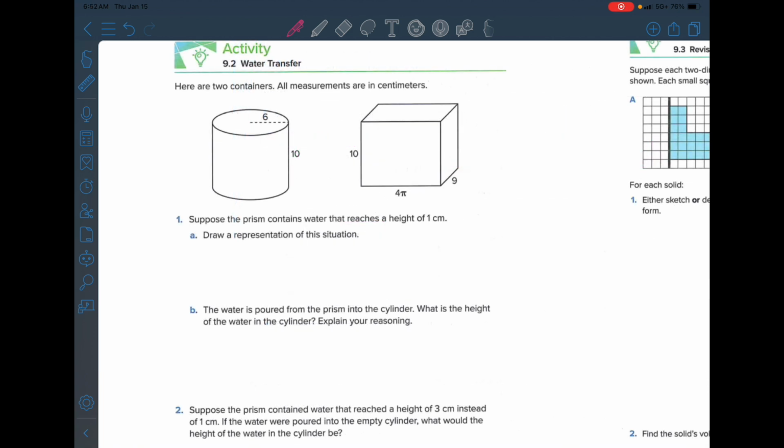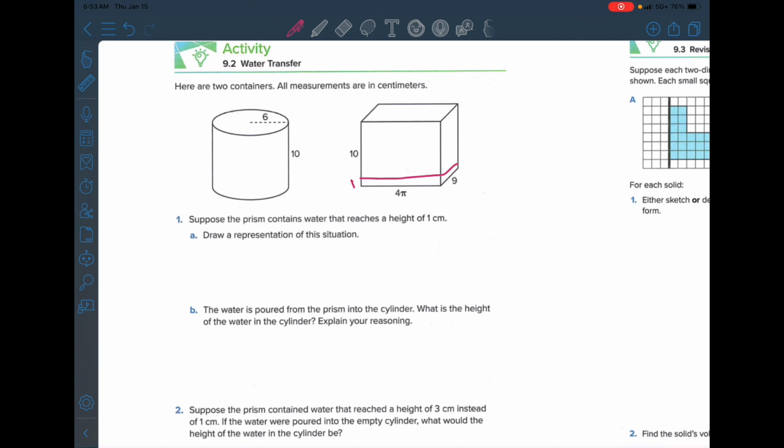On the next page, there are two containers. One's a cylinder, one's a prism. It says the measurements are in centimeters. The first question says, suppose the prism contains water that reaches a height of 1 centimeter. The prism's on the right. Draw a representation of this situation. So really, all you have to do is draw your water and put 1 beside it. That water reaches 1 centimeter.